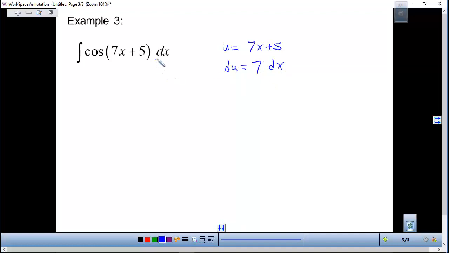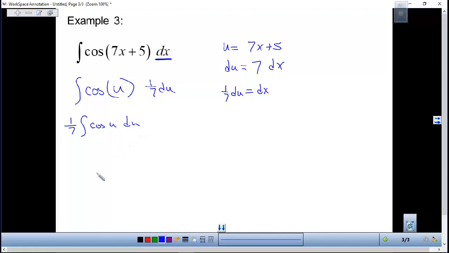All right, now once again, we only have dx here, so let's go ahead and solve for dx. We're going to divide both sides by 7. So we end up with 1/7 du equals dx. All right, so when we substitute and put everything in, we've got our integral of cosine u, and then in place of dx, we're going to have 1/7 du. Now, once again, we can move that 1/7 all the way out front, and we have cosine u du.